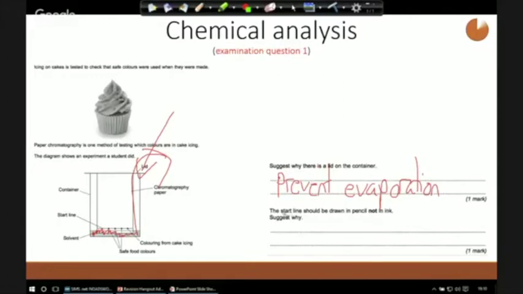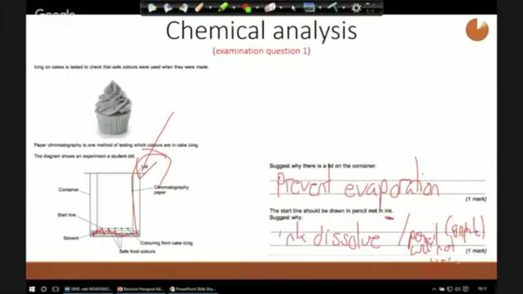Our second question, the start line should be drawn in pencil, not ink. Well, essentially, we need our solvent to not dissolve the line. And if it was made from ink, it would dissolve. So the 1 mark from this part will come from either 2 answers, either saying the ink will dissolve, or by saying that the pencil or the graphite within the pencil will not dissolve.